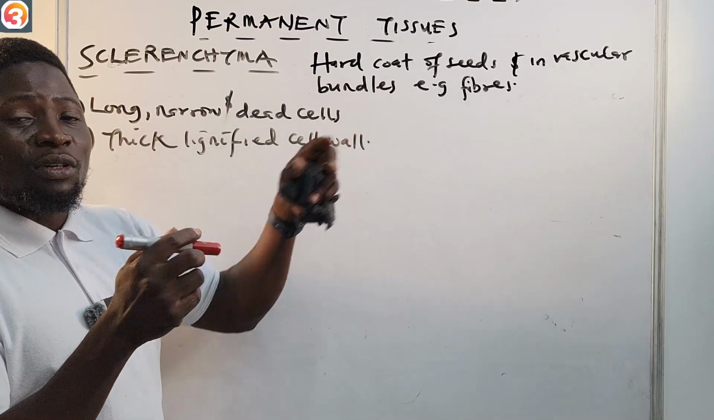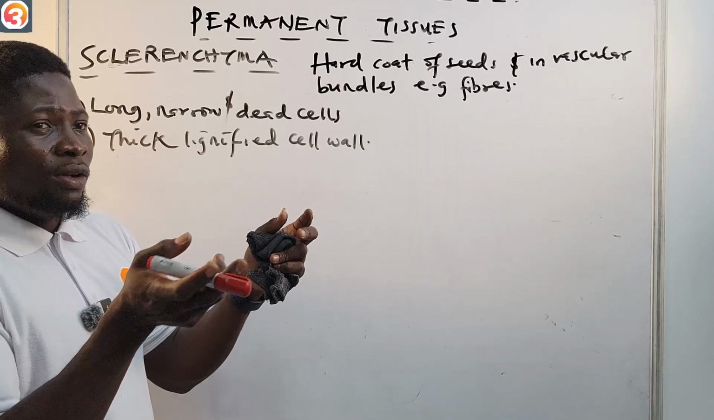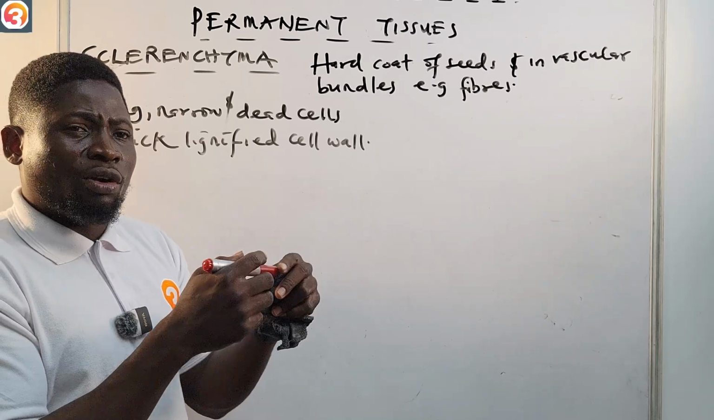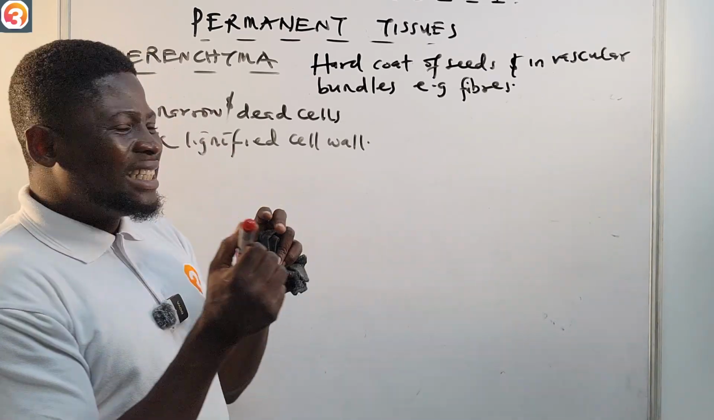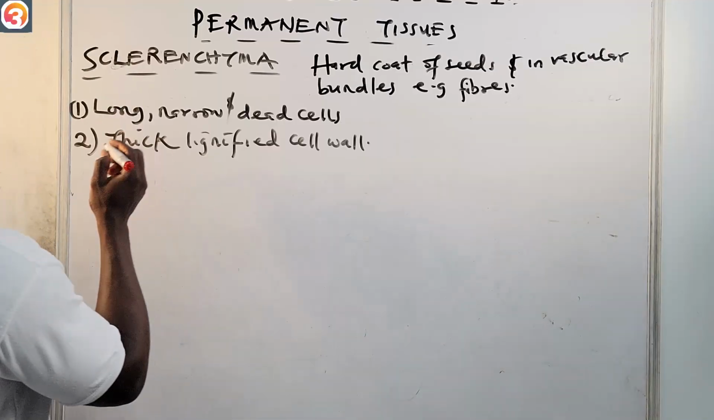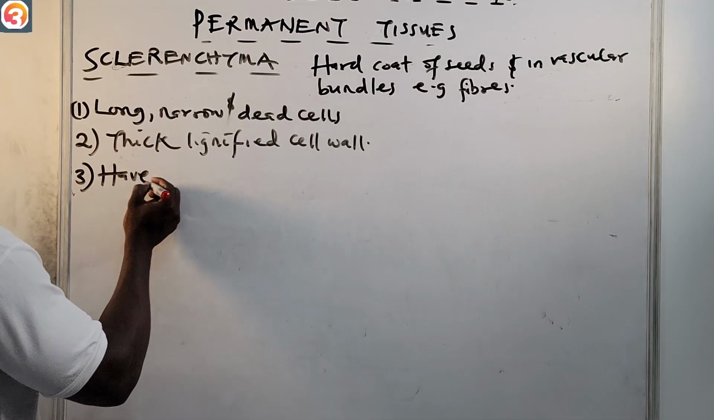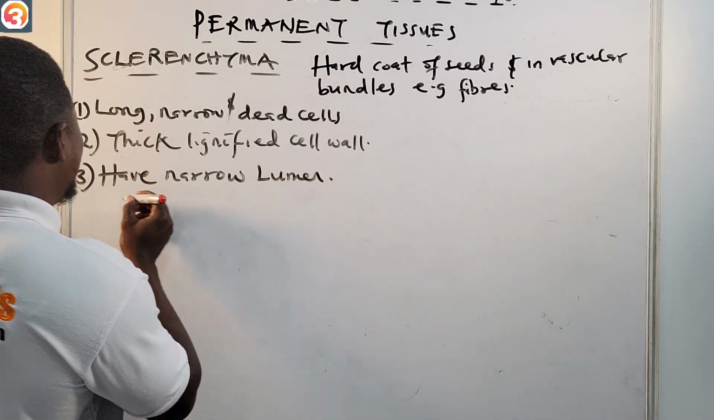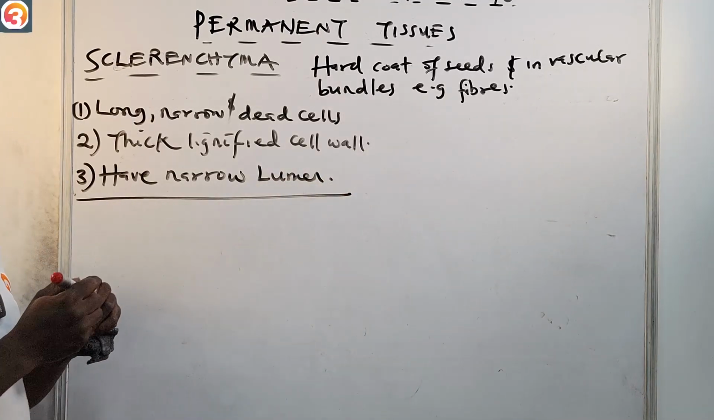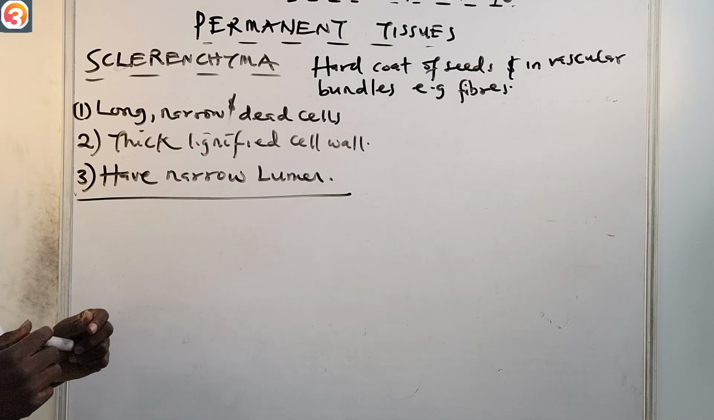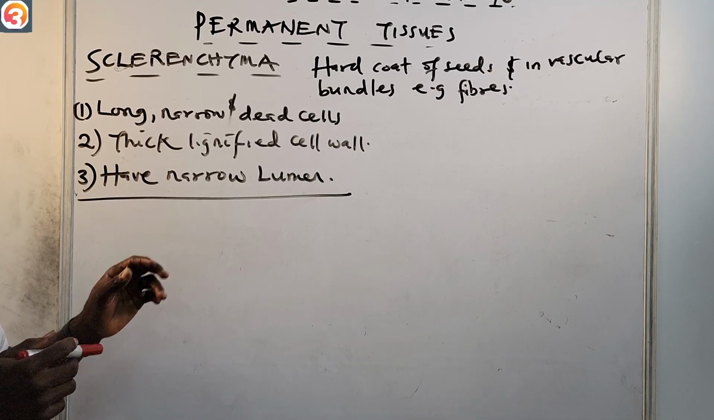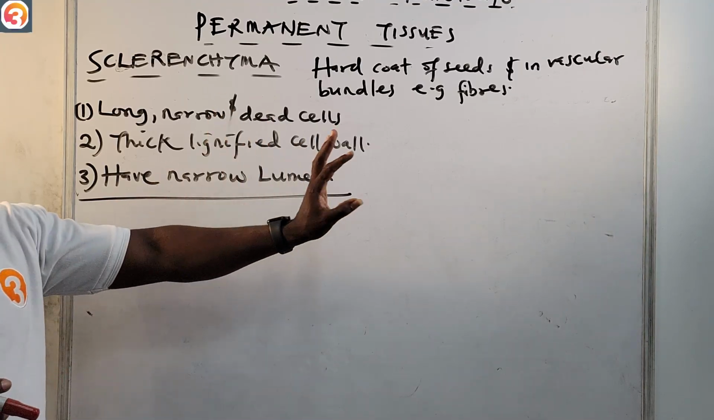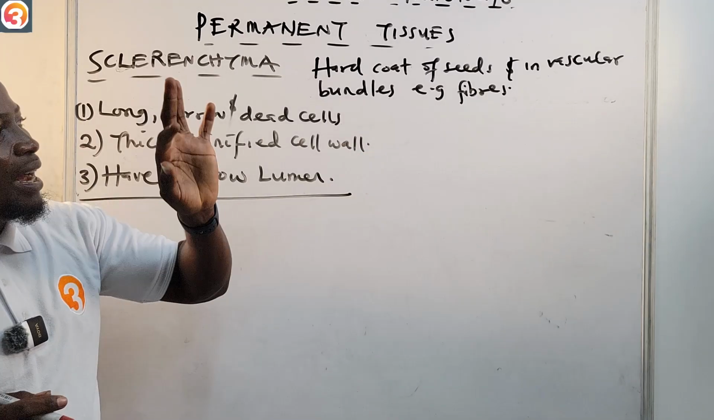For example, the hard coat of seeds like the husk of coconut, like almonds. You know how hard they are. Walnuts, basically all of those nuts. They have a thick lignified cell wall. Number three, they have a narrow lumen. So these are the characteristics of Sclerenchyma tissues: long, narrow, and dead cells, a thick lignified cell wall, and a narrow lumen. And like I said, they are found in hard coat of seeds and in vascular bundles.